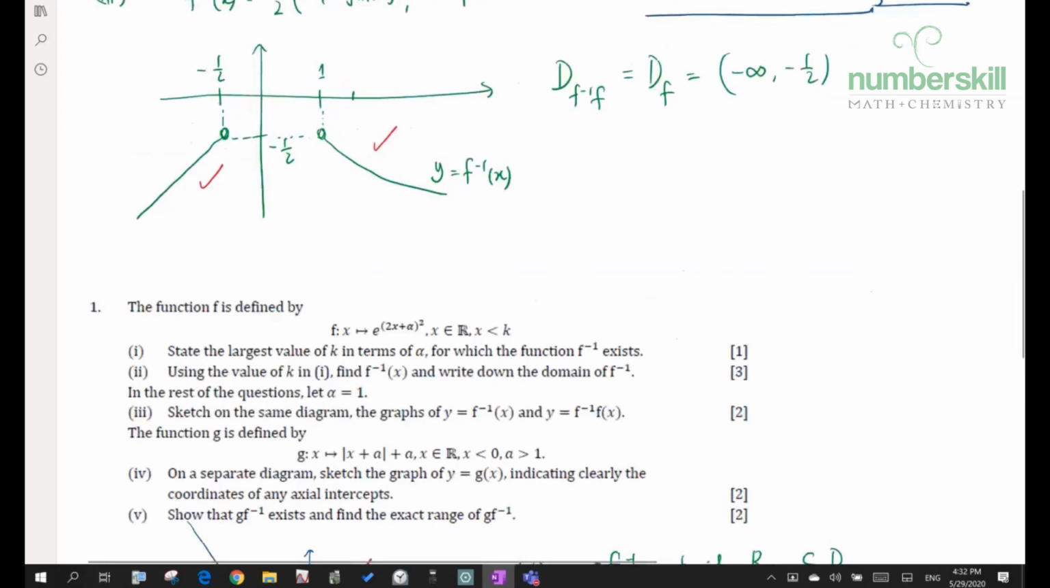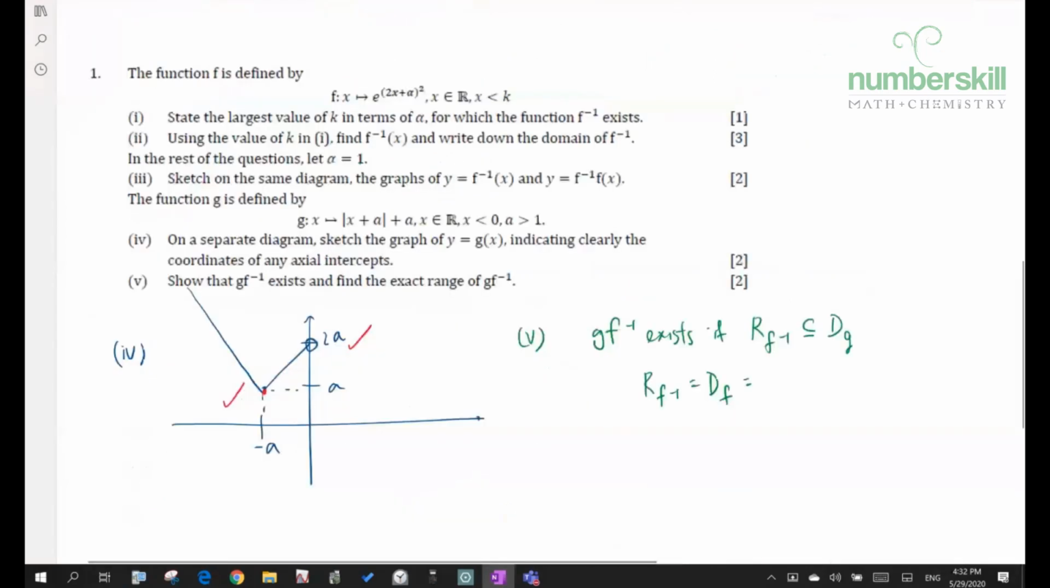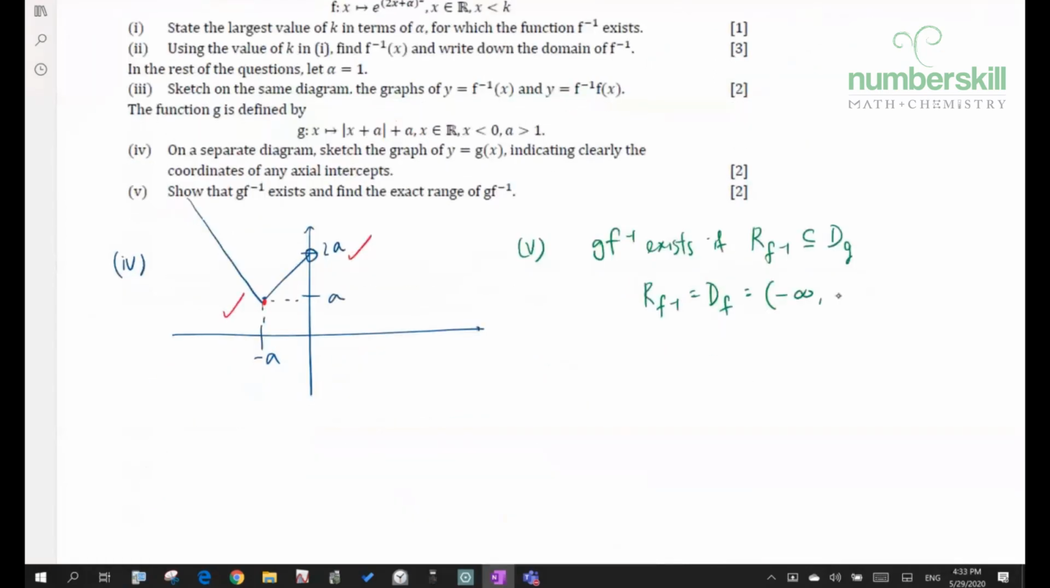The domain of F is this one: minus infinity to minus half. But I observed one very strange thing. When we write a range in set notation like this, it is supposed to be lower limit, upper limit, right? I guess all of us learned it like that.